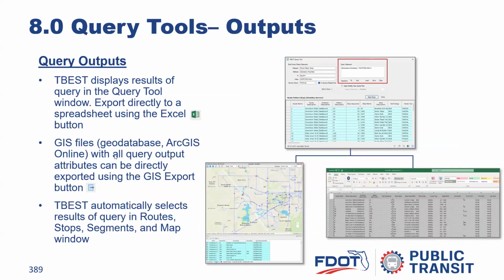Okay, so query outputs, we mentioned this. You can export out to Excel. So here is the formatted Excel export. You can also, whenever you select them, it selects in this list, but also selects in the map. And if whatever you're selecting, if it stops, it will select the stops in TBEST in the main map, right? So both of them are selected. Yeah, so Excel or ArcGIS Online or into mobile geodatabase.